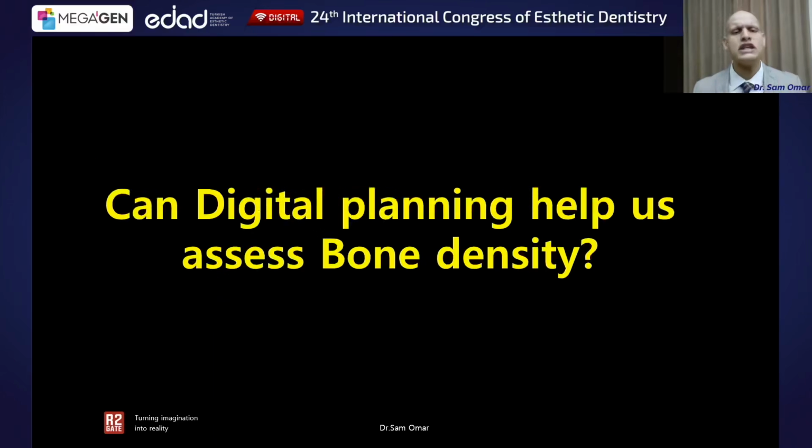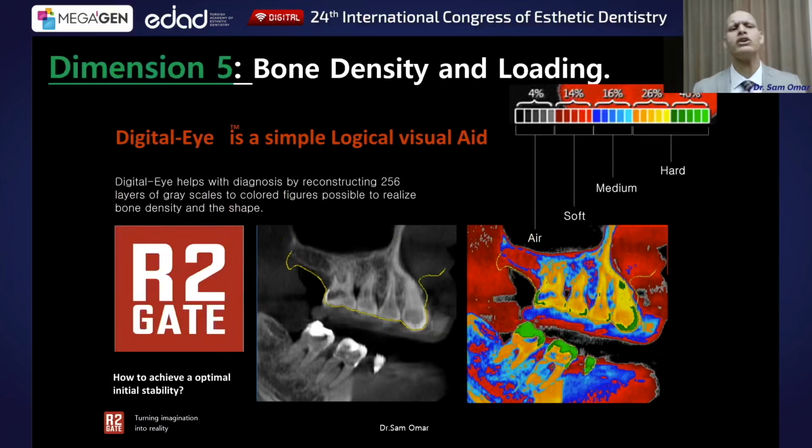Well, very good. So how can digital help us assess the bone density in the future implant site? And that's one of the main points that we want to talk about when it comes to ArtoGate software. So in ArtoGate software, we have this function that is called the digital eye function. And it's a really nice visual aid. So briefly, what digital eye does is that it allows us to basically take images that are gray images, like the ones you can see on the left side, and it allows us to give color to the image based on the density or the grayscale of the image that we have in front of us.